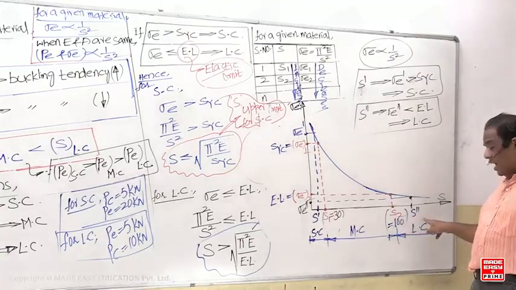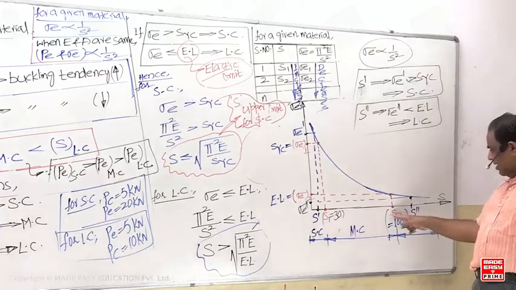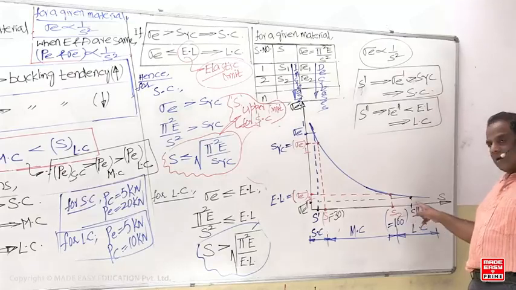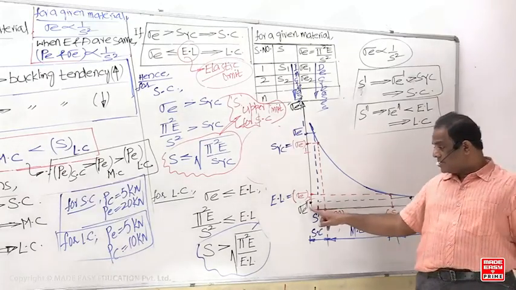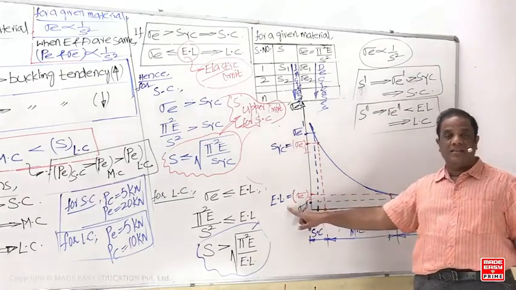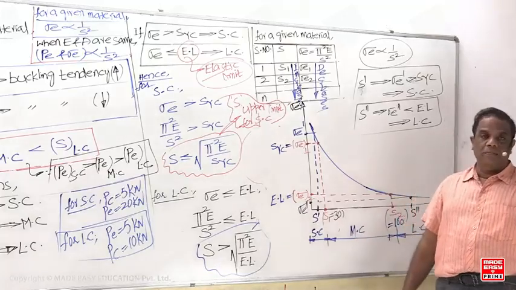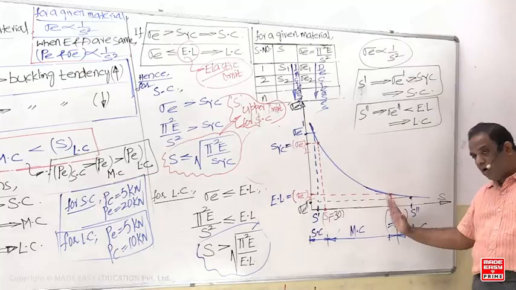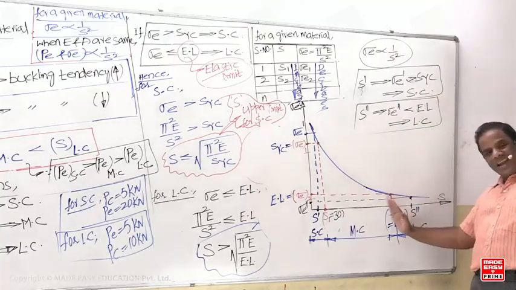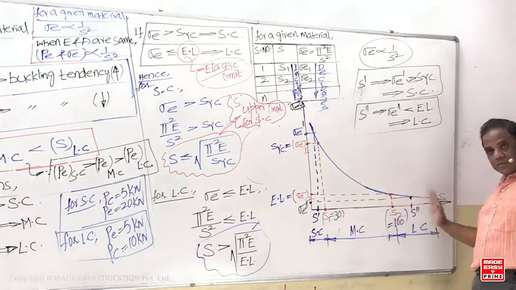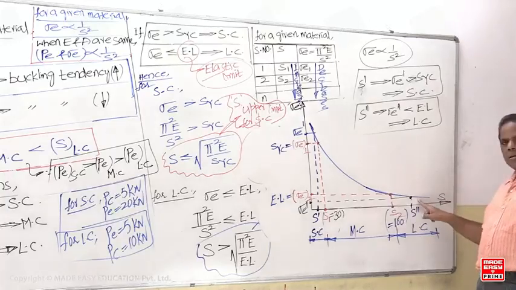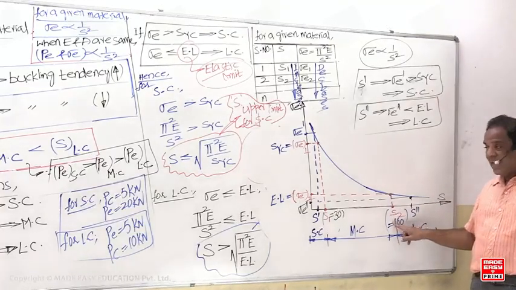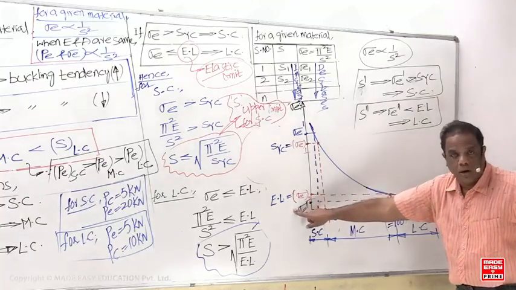And if I take any value greater than S2, that is, the slenderness ratio is greater than S2, then the y coordinate, that is the buckling stress, is less than the elastic limit. Less than elastic limit means it is undergoing elastic buckling. That's why it is a long column. So you take any x coordinate greater than S2, the buckling stress will be less than the elastic limit, meaning a long column.